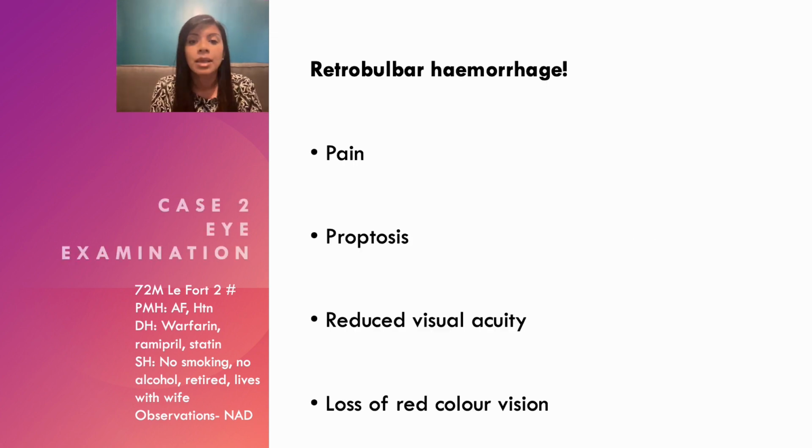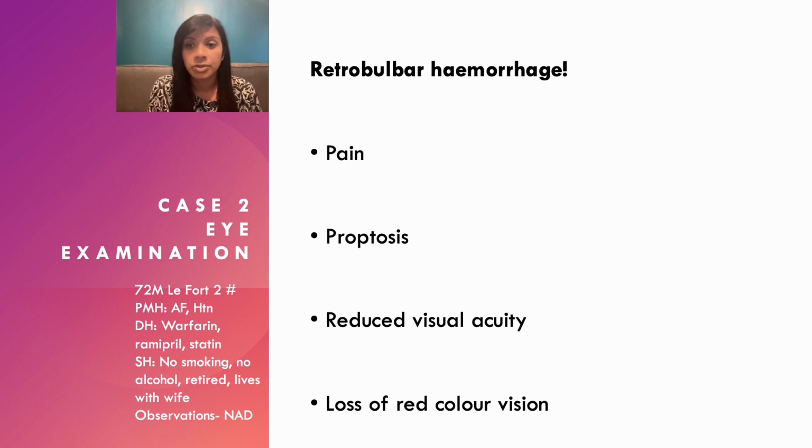So the signs of a retrobulbar hemorrhage, I want you to remember all of these P's. It's pain, which is in or behind the eye. Proptosis, so the eye is displaced forward. It might be difficult to see in patients with really swollen and bruised eyelids, but that's why it's so important that you do open those eyelids even if they are swollen shut. The patient may have reduced visual acuity, and they might also lose the red colour vision, and this is due to irritation of the optic nerve.